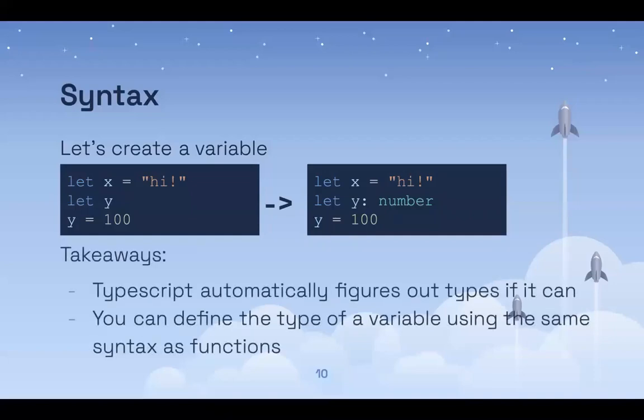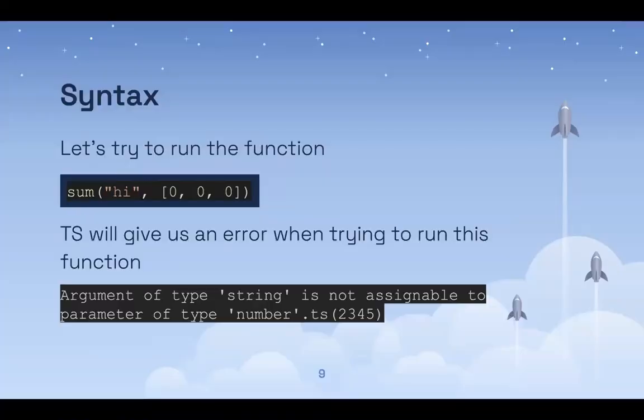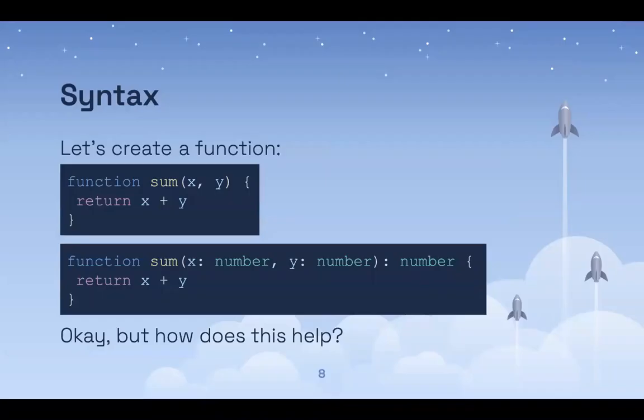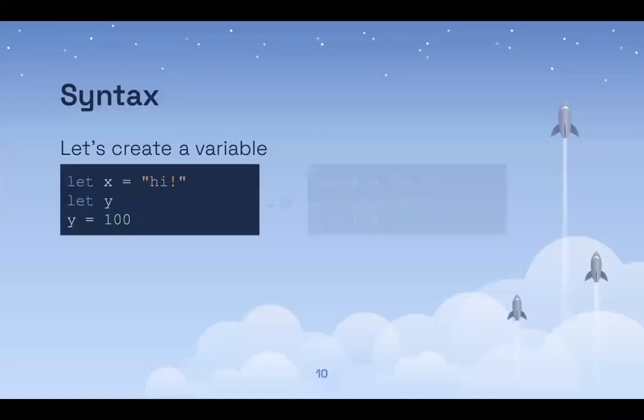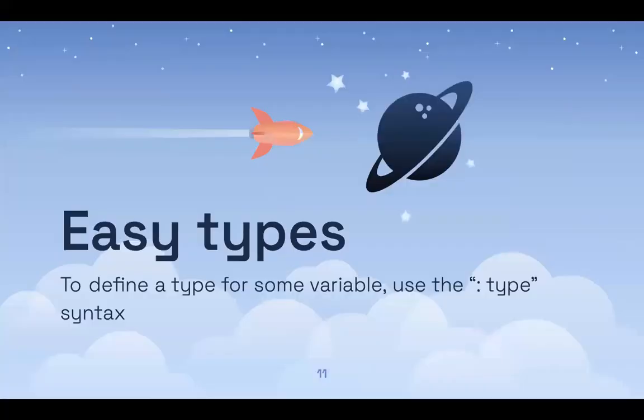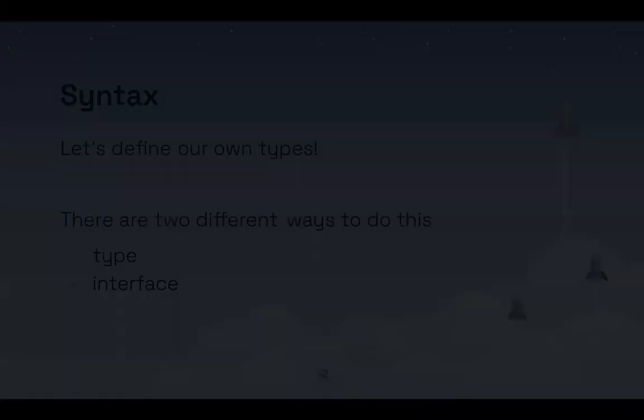So here are the takeaways from this. TypeScript automatically figures out types if it can, and you can define the type of a variable using the same syntax as we saw earlier in the function. So just to go back to the functions, with the colon and then space and then the type.